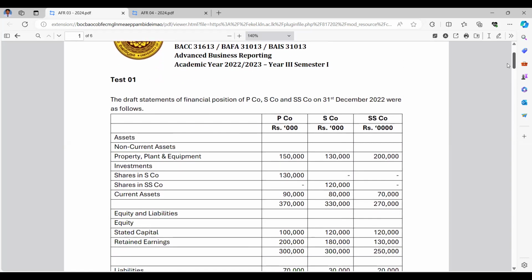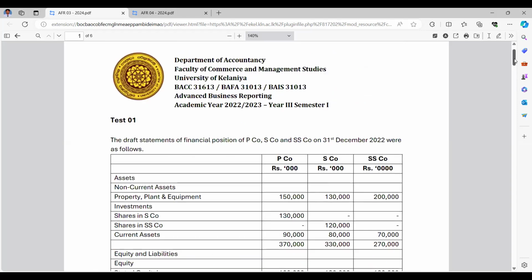In order to do that, firstly we need to identify whether this group structure is a vertical, mixed, or D-shaped group structure. This is a vertical group structure because parent made 130,000 in order to acquire S, and S in turn made 120,000 to acquire SS. Since there is no direct investment made by parent to acquire its sub-subsidiary, we can recognize this as a vertical group structure, not a D-shaped or mixed group structure. So with that note, we can go ahead.